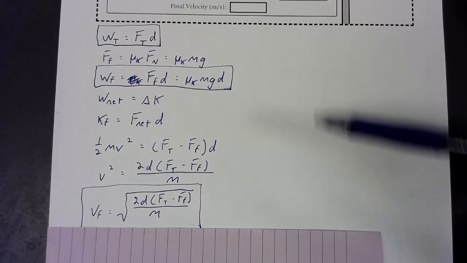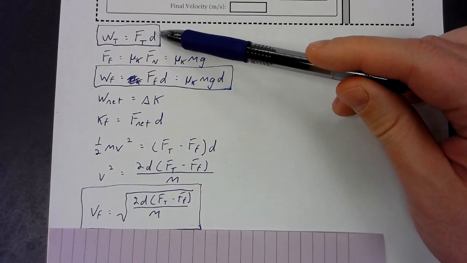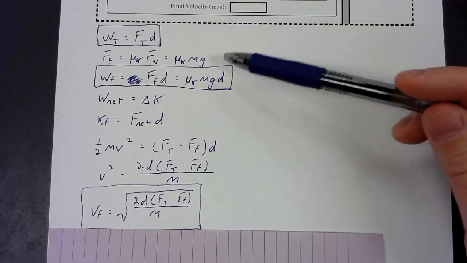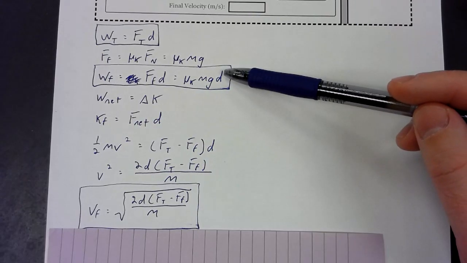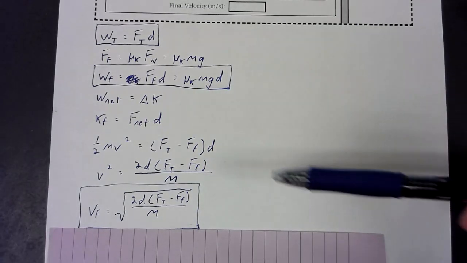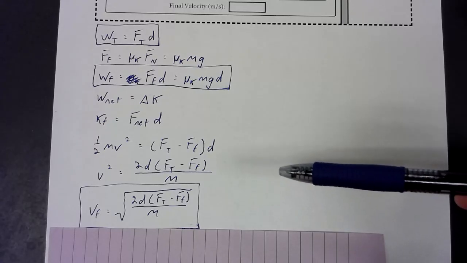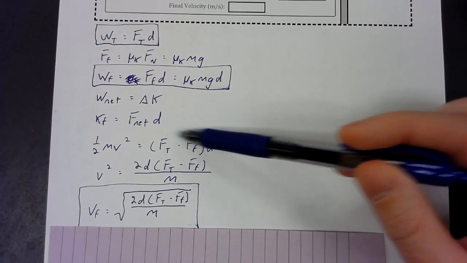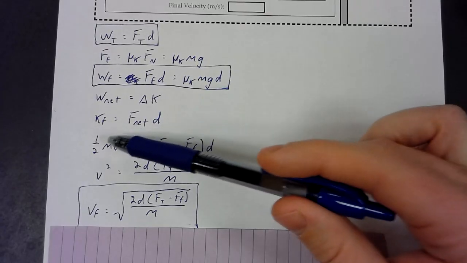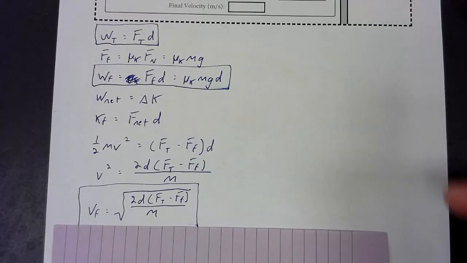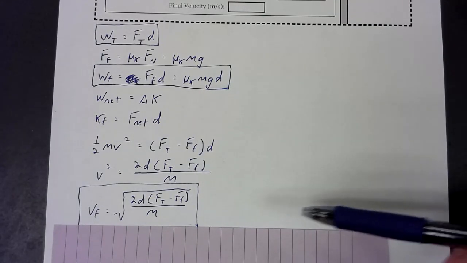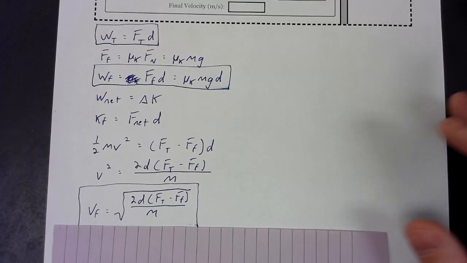Something else you could have done was you could take this work done by tension, subtract the work done by friction, and then that would be the net work, and that, in other words, could go on the right hand side here. You could set that equal to the final kinetic energy. So either way works, and that's what you need for this one.